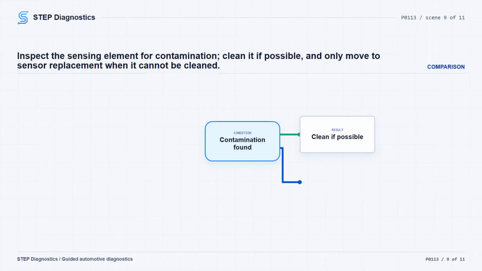Also, inspect the sensing element for contamination. If it can be cleaned, clean it. If the sensing element cannot be cleaned, the path supports replacing the sensor. Keep that tied to the actual inspection result. Do not use it as a shortcut around the circuit and connector checks.